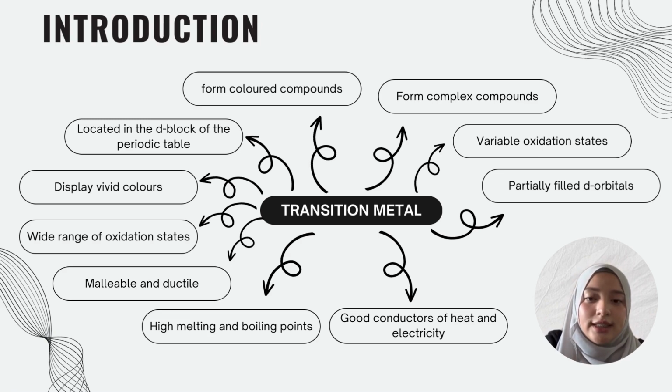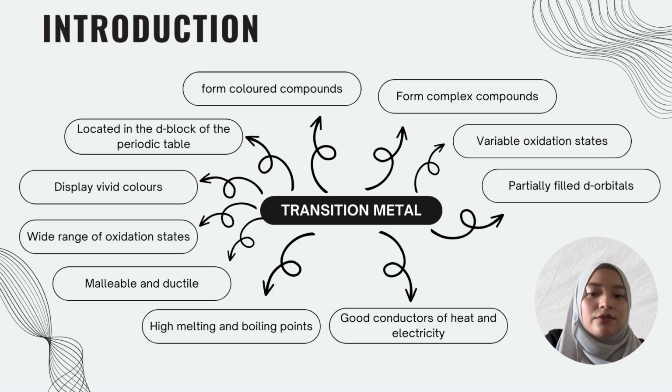One of the defining characteristics of transition metals is their partially filled d orbitals. These orbitals enable the transition metals to form complex compounds with ligands, which are molecules or ions that donate electron pairs to the metal. Transition metals are generally good conductors of heat and electricity, and they have high melting and boiling points. They often exhibit lustrous and shiny appearances, and they are malleable and ductile, meaning that they can be hammered into thin sheets and drawn into wires respectively.